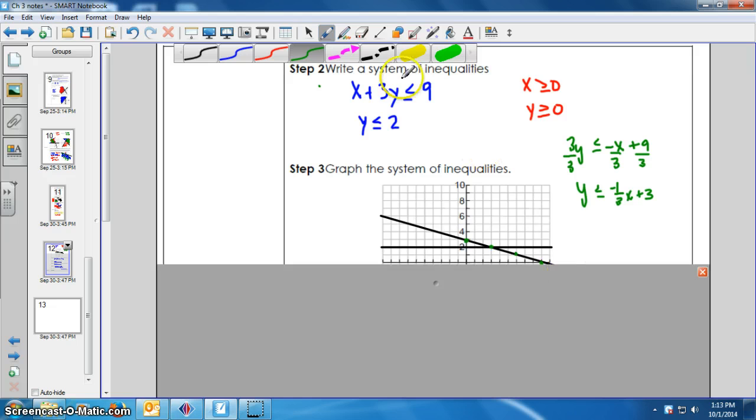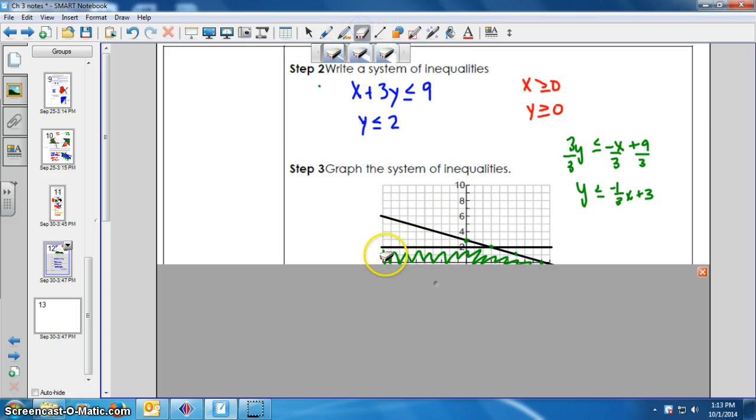So we're going to shade next. We're going to shade less than and less than. So that's just going to be everything below both of these lines. So just this region all in here. So again, we're ignoring all this stuff. So we look for our points, which are going to be here.